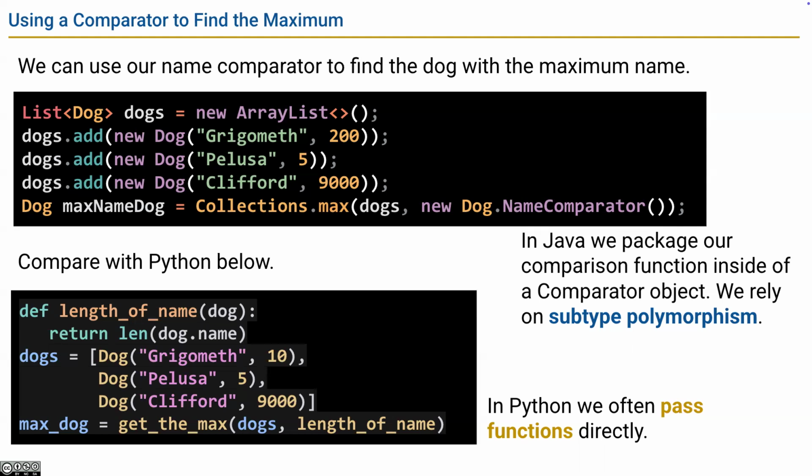So why do this rather than making the dog itself comparable? Great question. Somebody? Yeah? Yeah, you want other ways, multiple ways to compare dogs. So you want to do something other than the natural order.